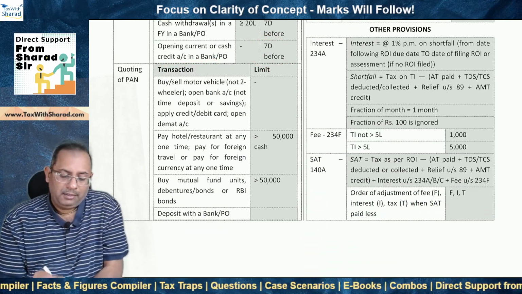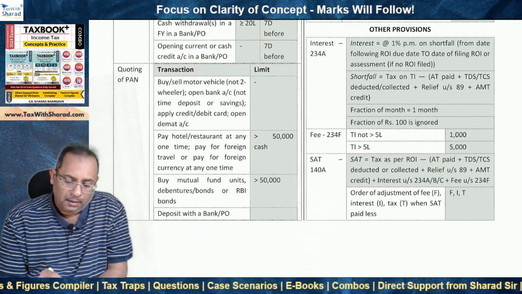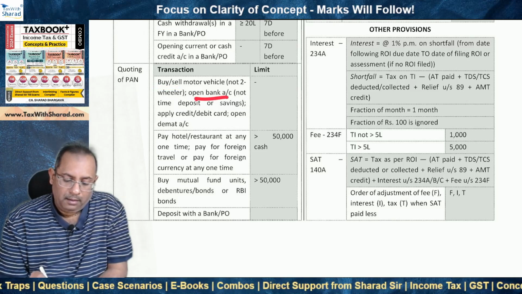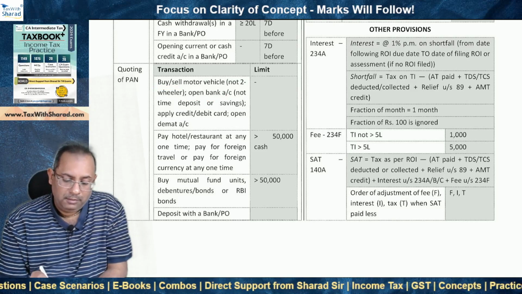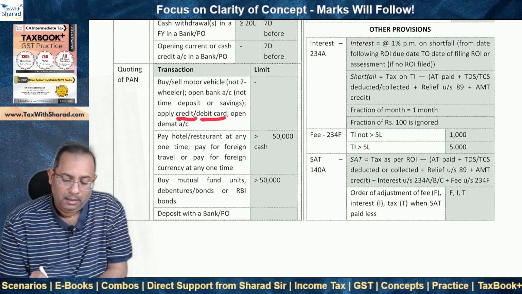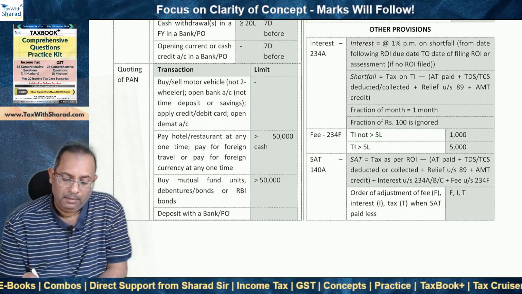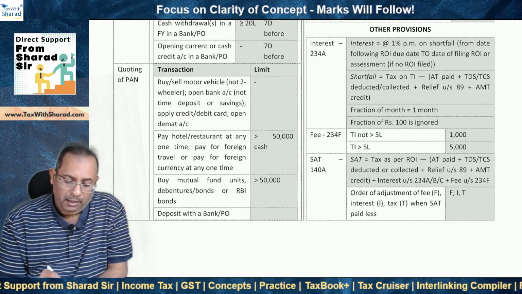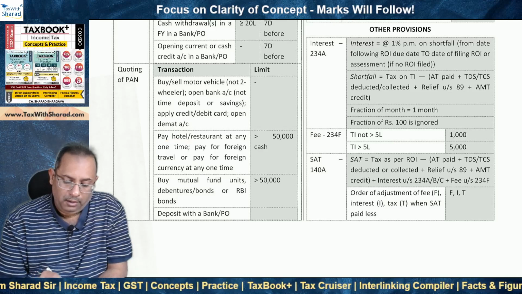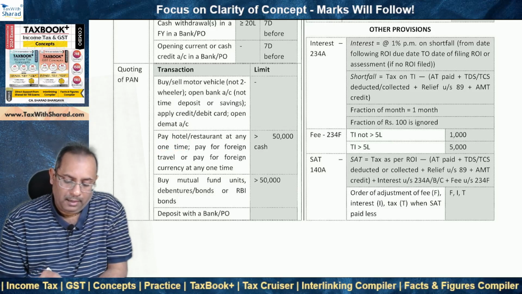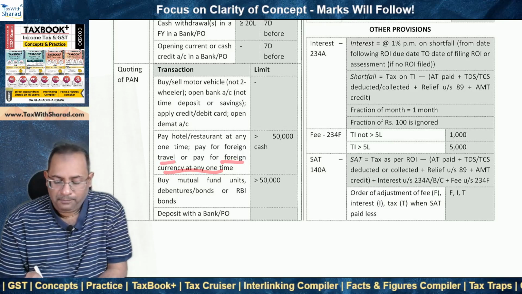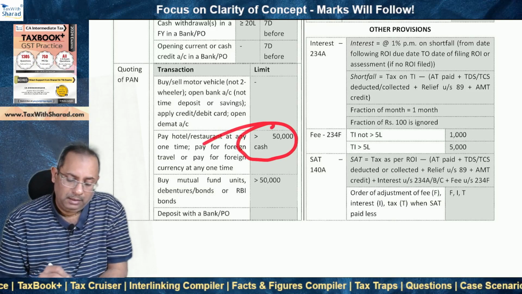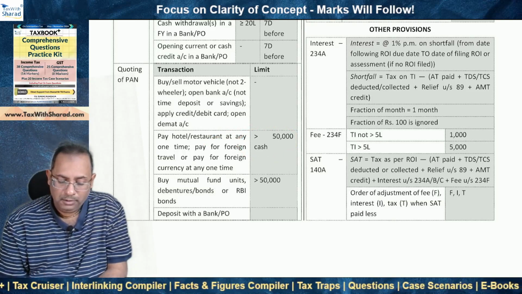Now, in case of certain transactions, PAN is required to be quoted. If you buy or sell a motor vehicle not being a two-wheeler, or you open a bank account not being a time deposit or a savings bank account, or you apply for a credit card or debit card or open a demat account, then you need to quote the PAN in the relevant documents. If you pay for a hotel, if you pay for a restaurant at any one time, or you pay for foreign travel or pay for foreign currency at any one time, then PAN is to be quoted if the amount is more than 50,000 in cash.